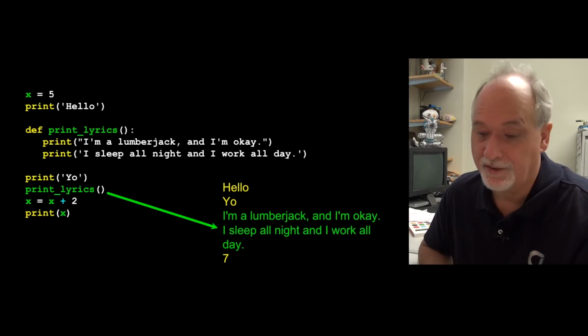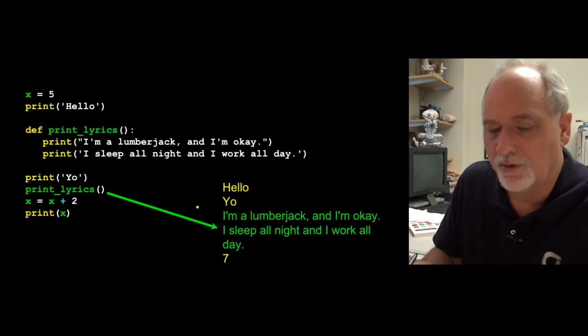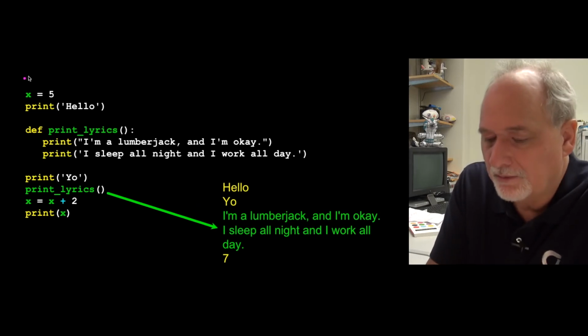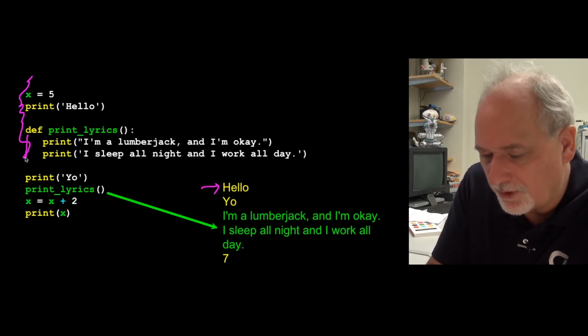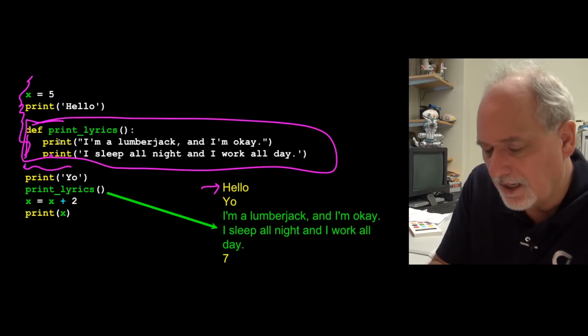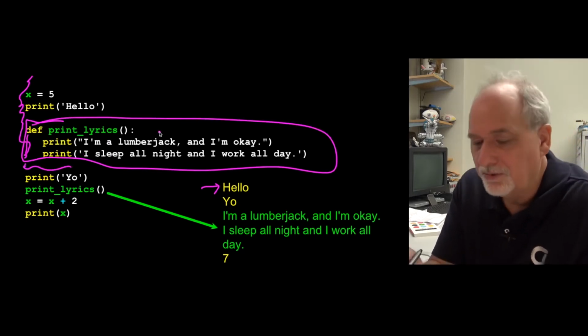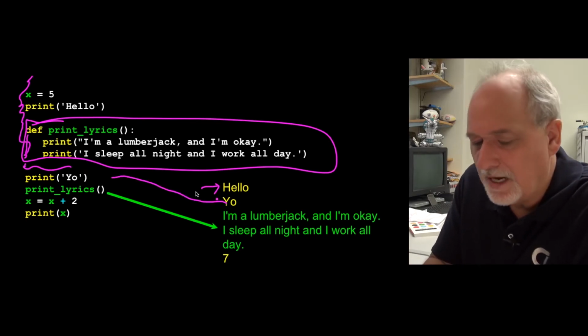So here's just a slightly different version of that last program, and so now it's going to actually invoke it. So x equals 5, print hello, def, so out comes hello. The def produces no output, right? But because there's a de-indent here, that is the entire blob of the code that is part of print lyrics. So it prints out yo, and now we're going to invoke.